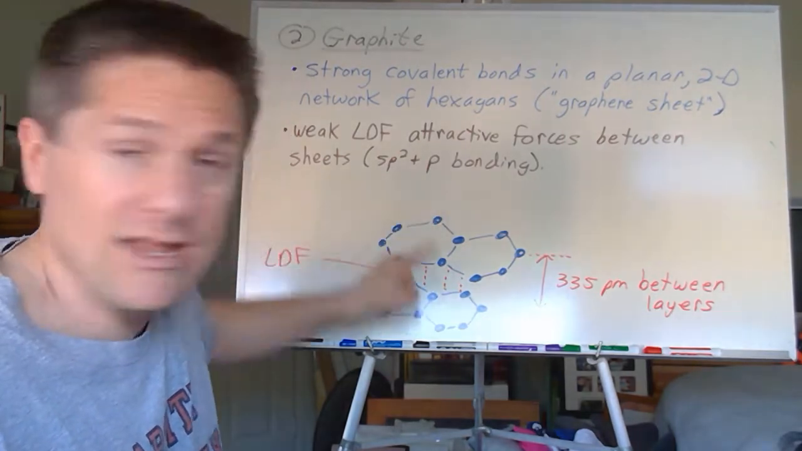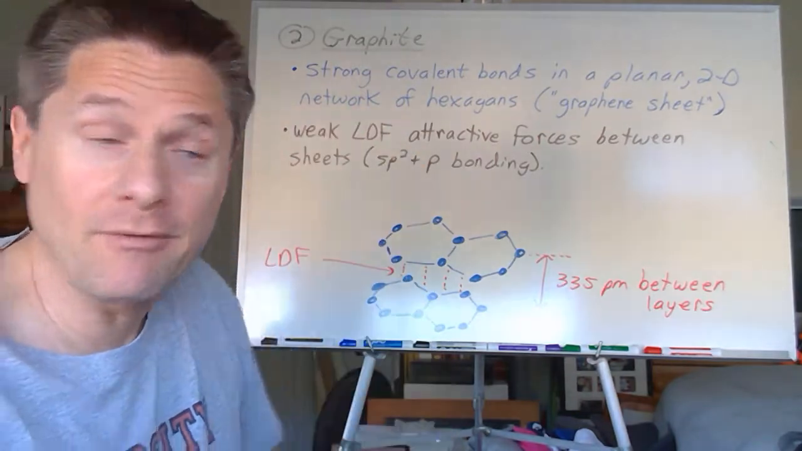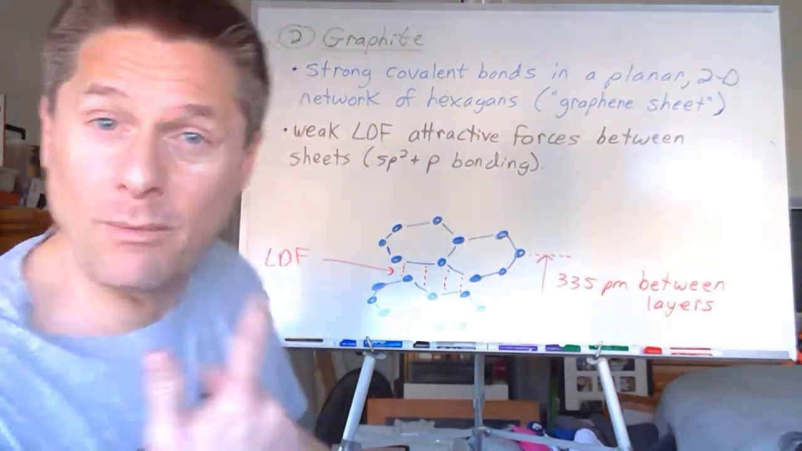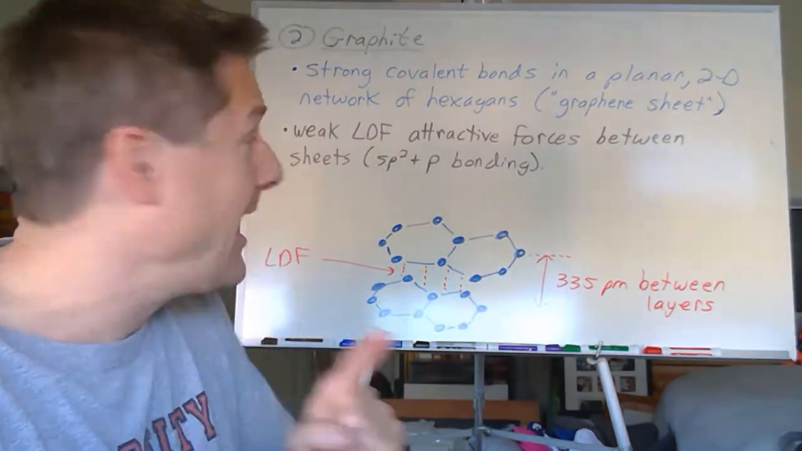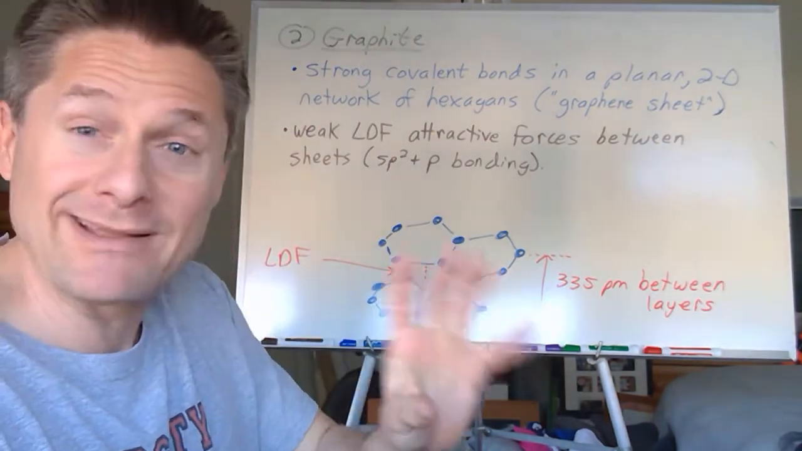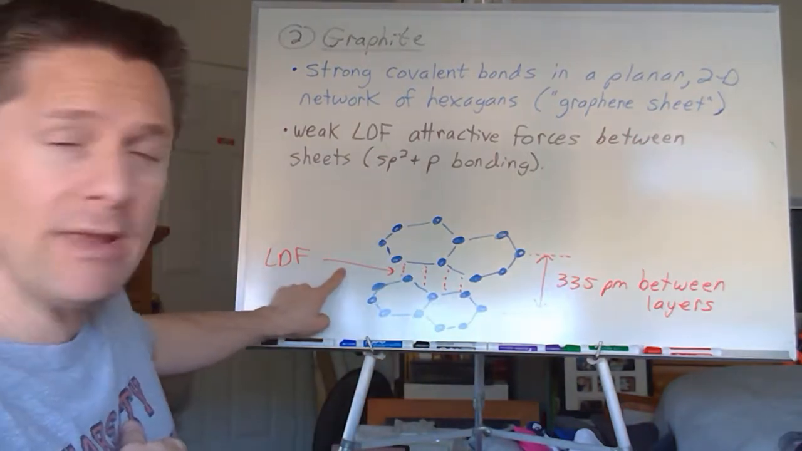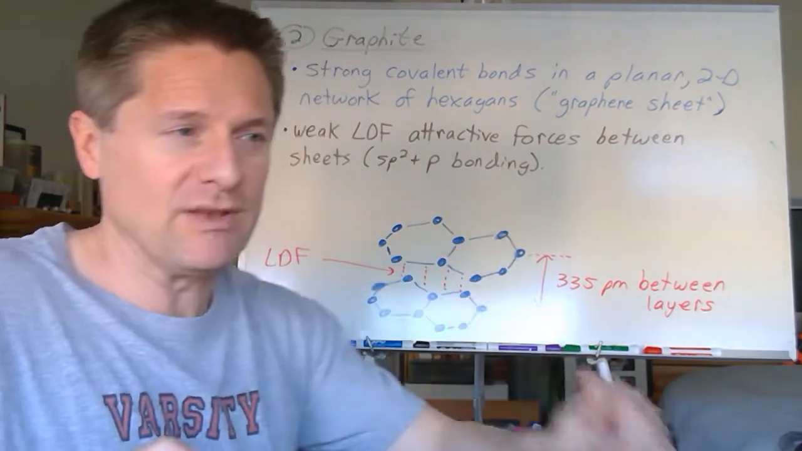So you get those 3 covalent bonds, and you've got this p orbital floating around. The electrons are actually shared between those p orbitals, so they're delocalized. A little bit different. That's going to make graphite a conductor of electricity. That's how it's different from diamond, because in diamond they're stuck because of the sp3 bonding. So very weak London dispersion forces, around 335 picometers between layers.